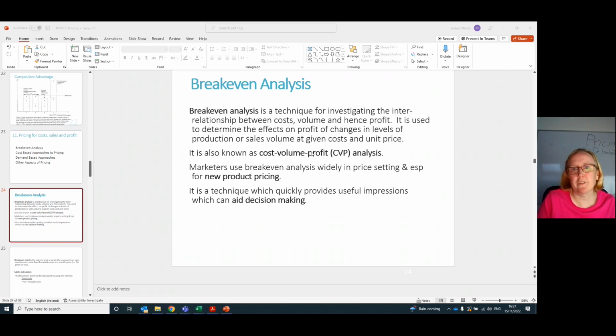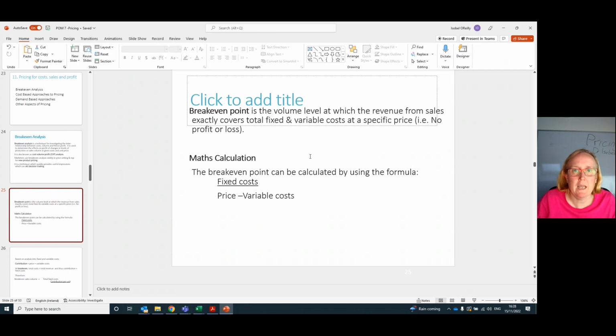So marketers must use break-even analysis widely in price setting, especially for new product pricing. And it's a technique which quickly provides useful impressions which can aid decision making. So for instance, it may be used in the boardroom to quickly show backing for certain decisions that they want to make.